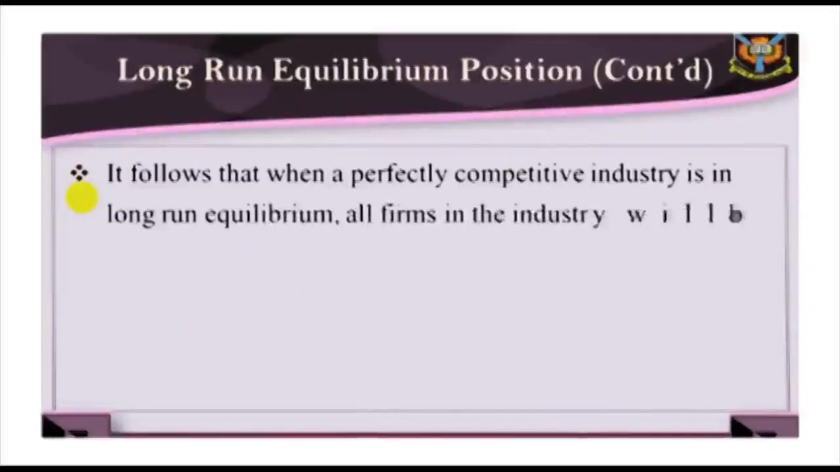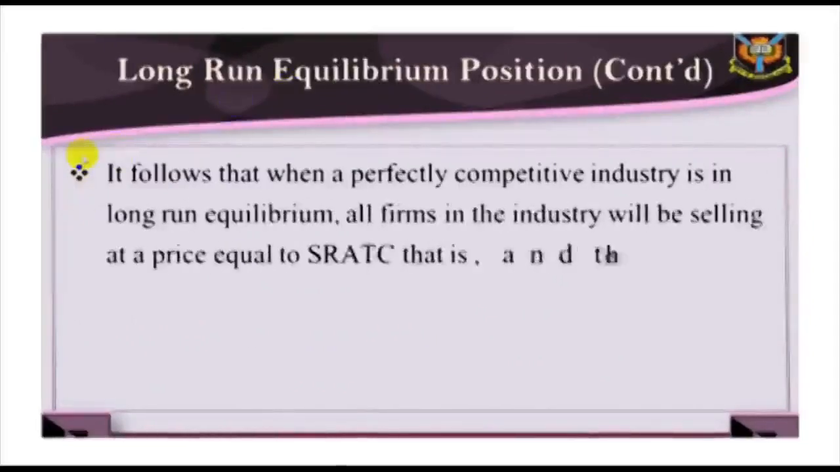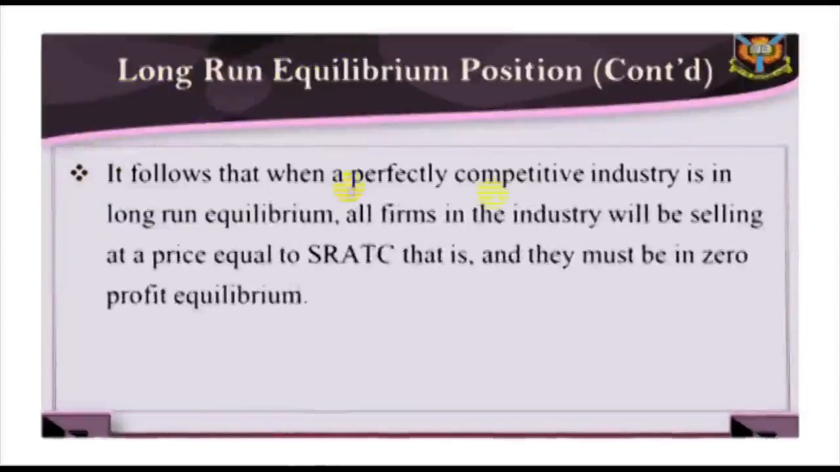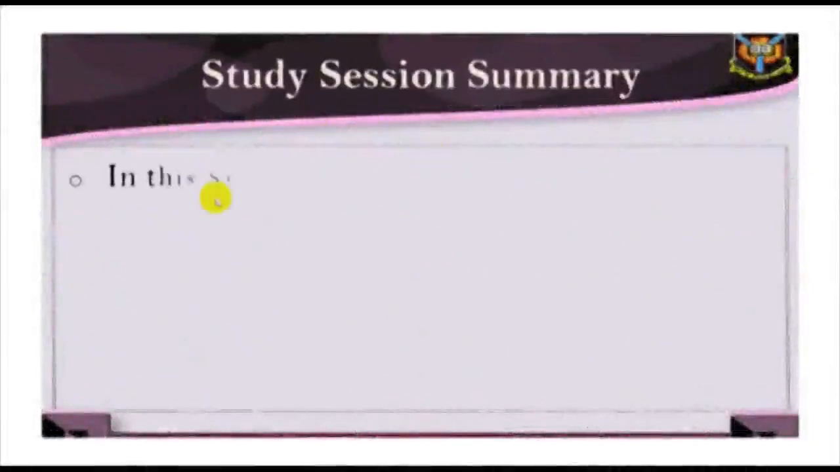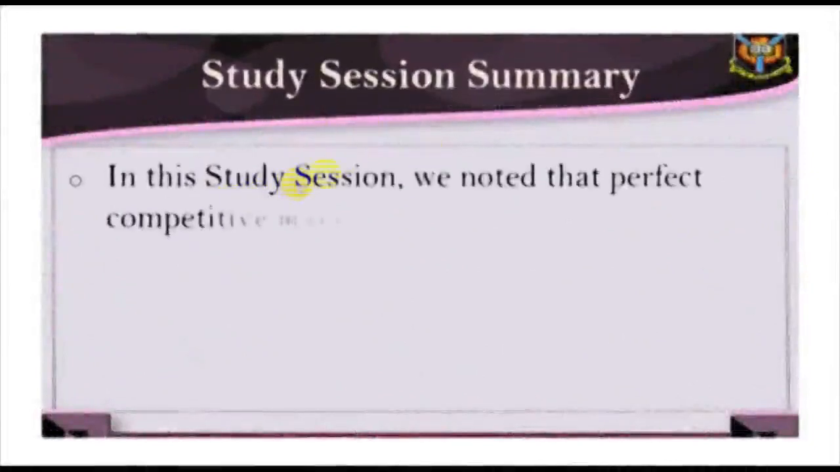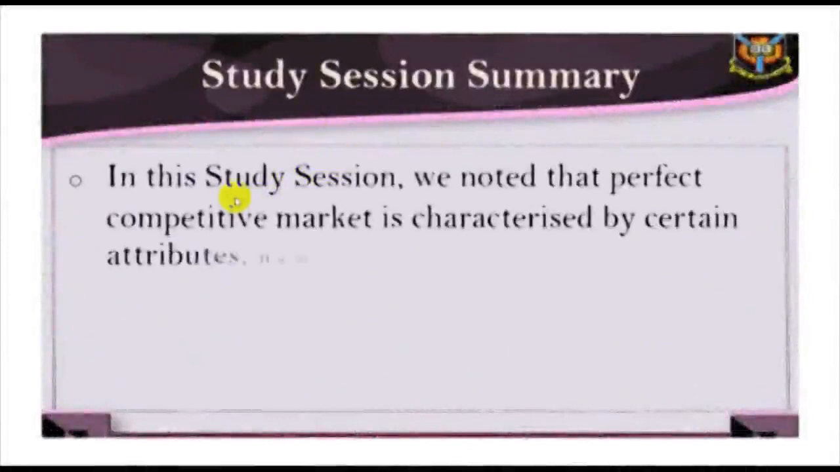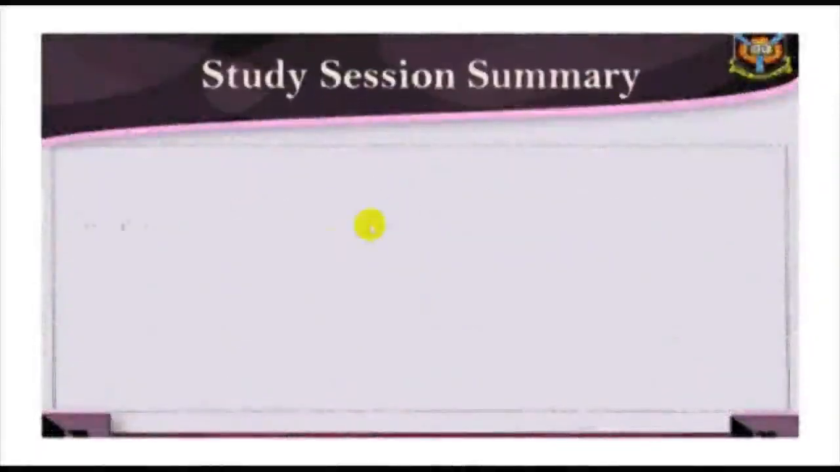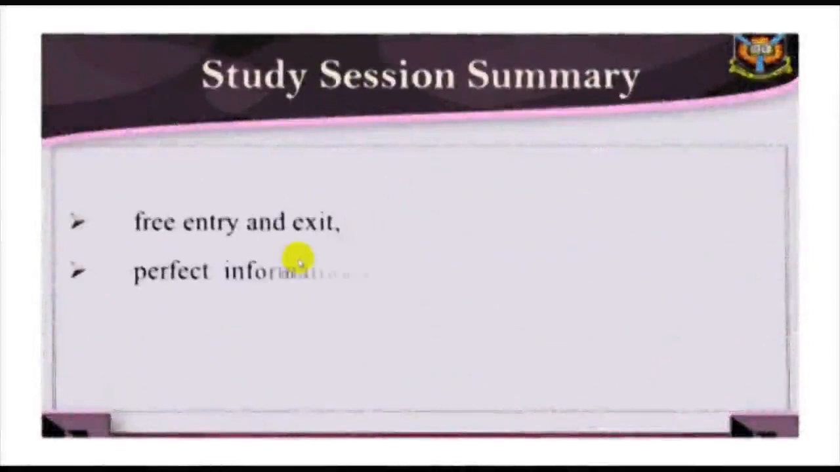Summary. In this study session, we noted that a perfectly competitive market is characterized by certain attributes which include free entry and exit, perfect information by the sellers and buyers, large numbers of buyers and sellers, homogeneity of products sold, and no discrimination by seller or buyer. A perfectly competitive market is, however, very rare in real life.